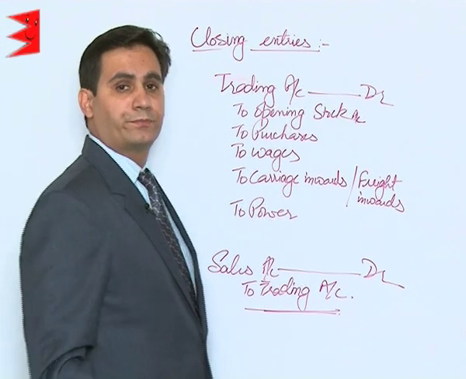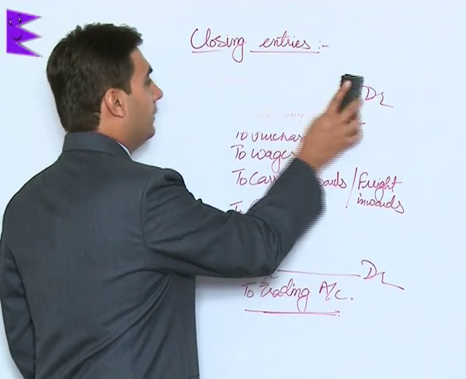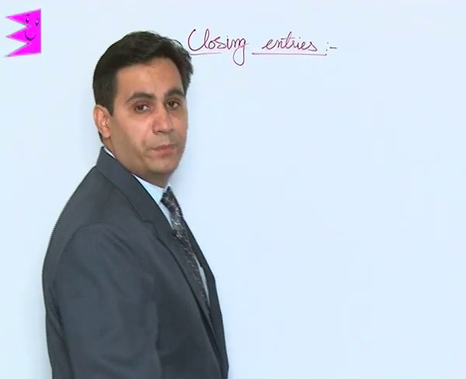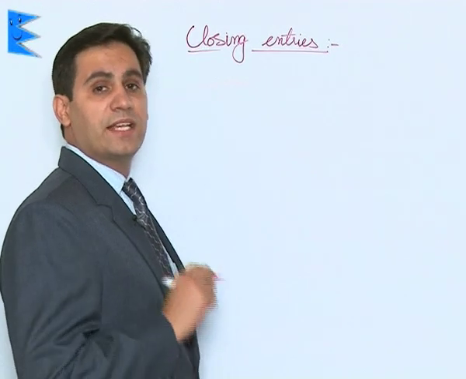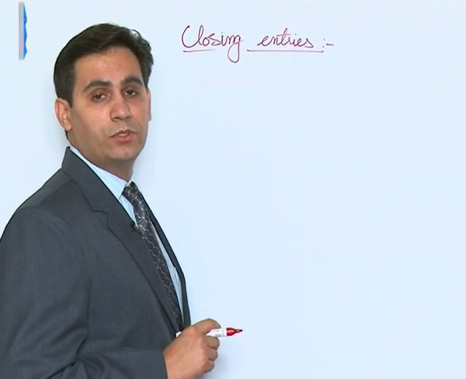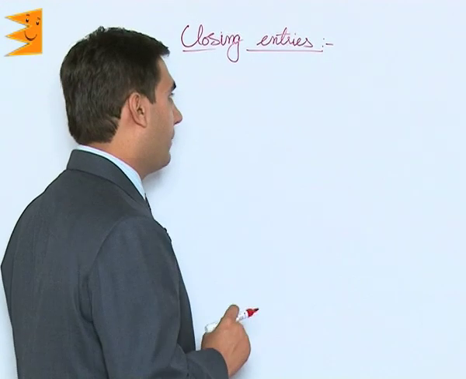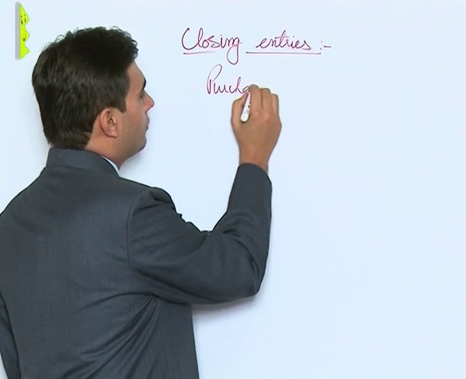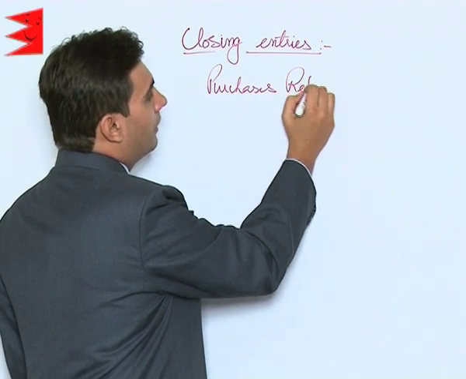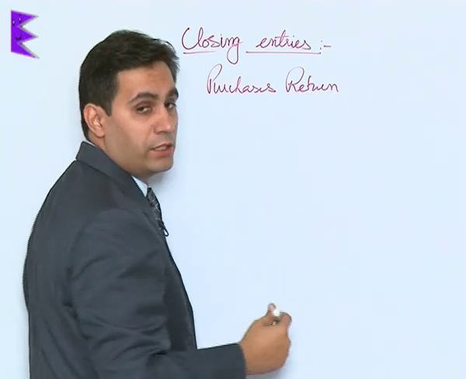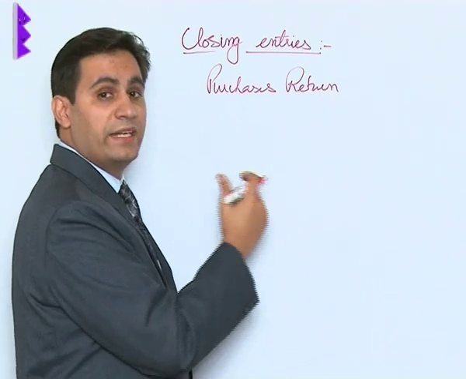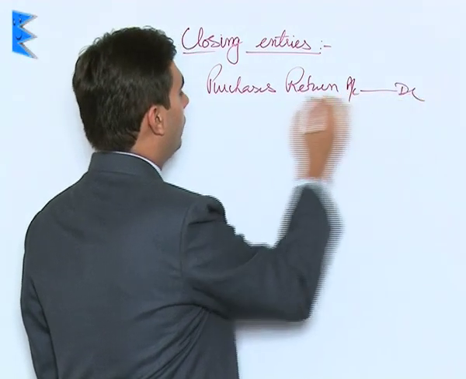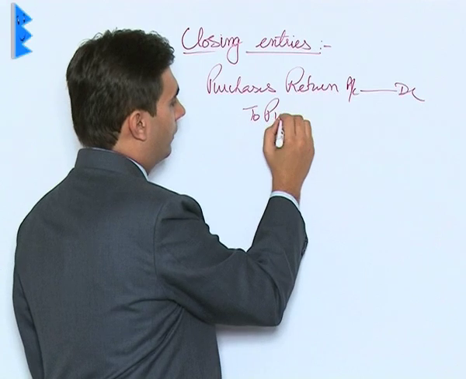Now students, you must understand one thing, that in case there are returns like purchase returns and sales returns, these accounts are closed by transferring them to the respective accounts. Like for example, purchase return is there. So purchases return is closed by transferring it to purchases, that means by deducting it out of purchases. So the entry would be purchase return account debited to purchases account.